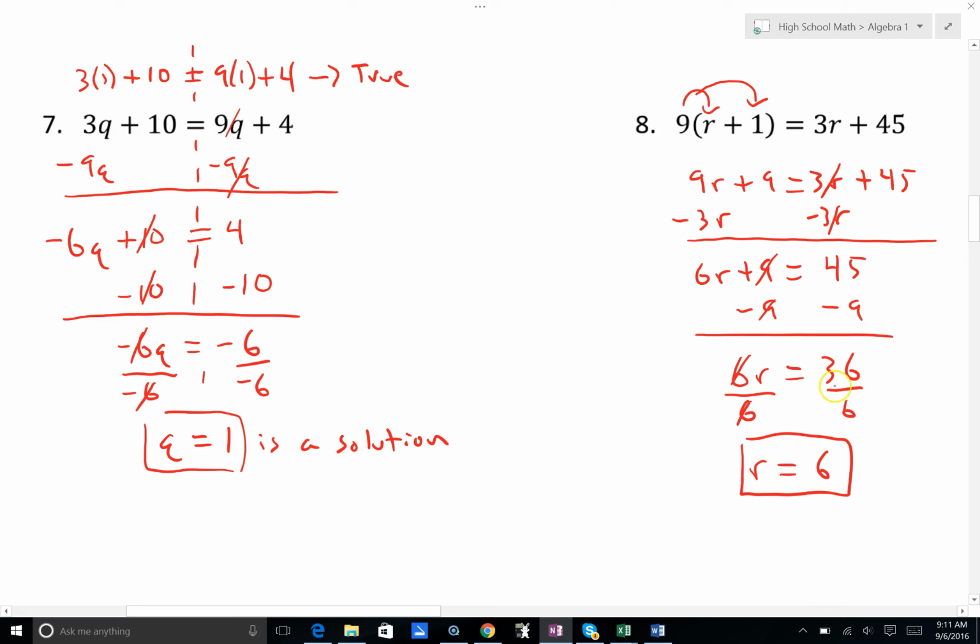We could take this fact that r is 6 and substitute it back in. 6 plus 1 is 7. 9 times 7 is 63. 3 times 6 is 18. 18 plus 45, also 63. We can see that r equals 6 makes this statement true. So we can say r equals 6 is a solution.